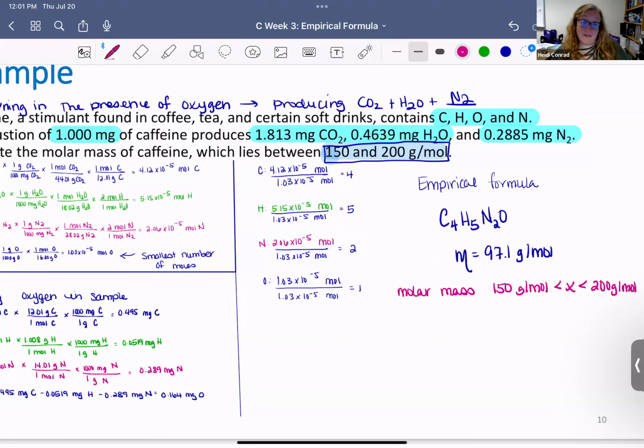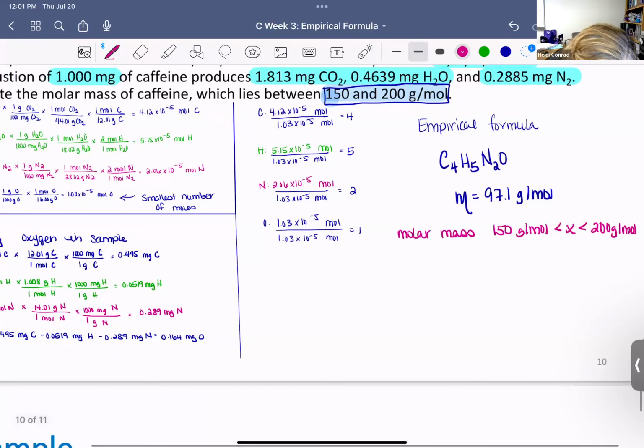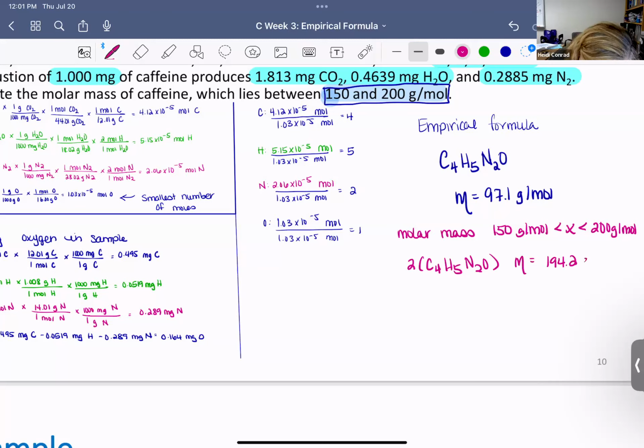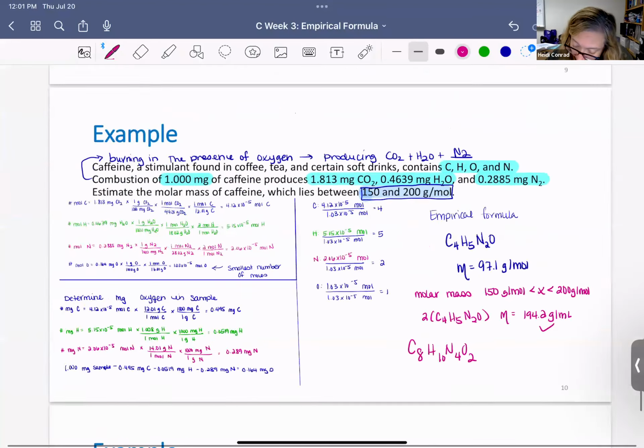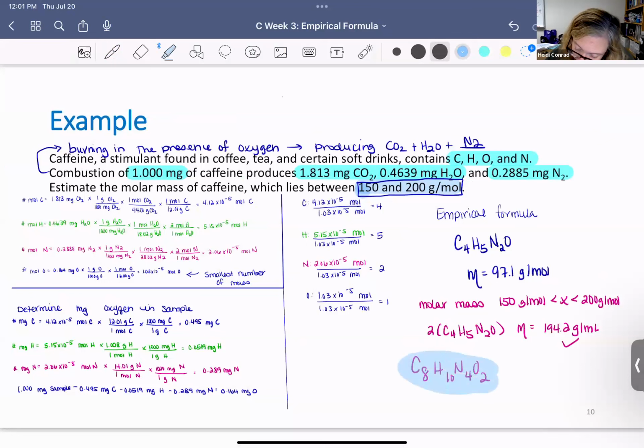I can see my empirical formula does not fit into that, so I have to find some ratio that does. Doubling my empirical formula would give me a molar mass within that range. So if I take 2 times C4H5N2O, my molar mass would become 194.2 grams per mole, which fits the range. C8H10N4O2 would be my molecular formula.